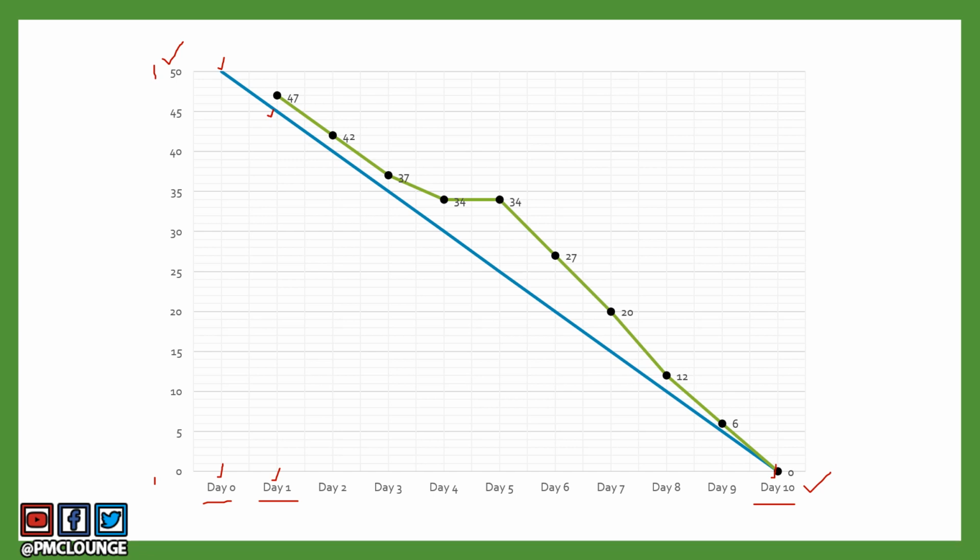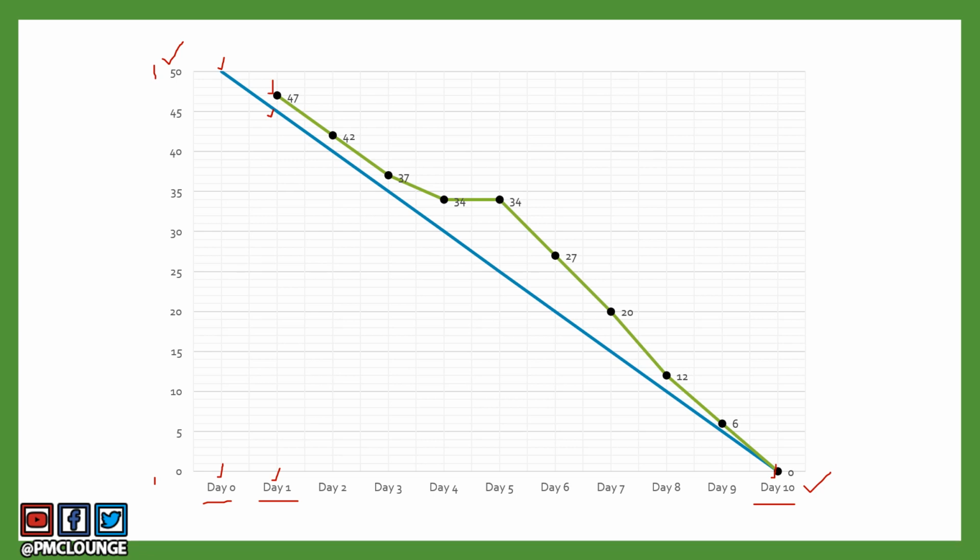So the blue line is something that you are going to see on day 0 itself. The green line is what you plot as you go along, as you move forward in your sprint. So day 0, there's nothing to be done. Day 1, when you completed your first day of work, you were able to basically complete 3 story points. And that is why you have the number 47 here, because you have 47 story points that are left.